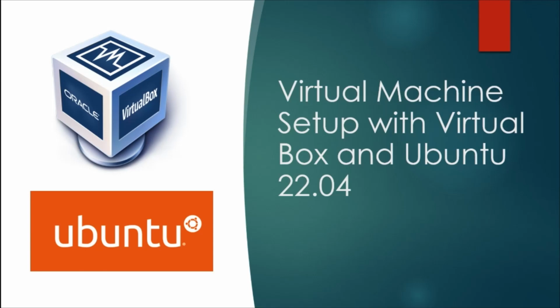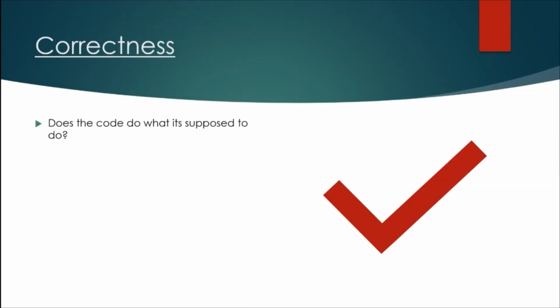When it comes to programming and writing code, there are really three main metrics that we can use to evaluate the quality of our code. First is correctness. Is your code correct? Does it do what it's supposed to do? And this is probably the most important of the three, because if your program doesn't do what it's supposed to, then what's the point of it?